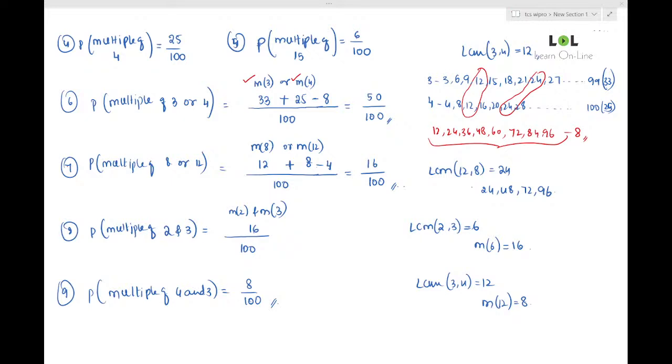This is the end of probability. This is the end of our next important chapter, probability. From tomorrow's class, we shall start some brand new concept.